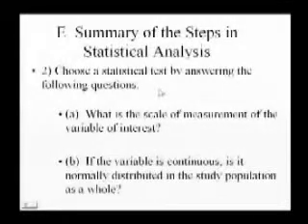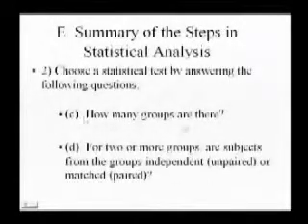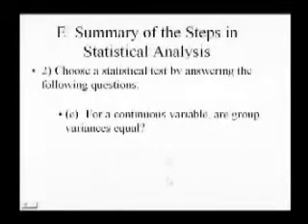We choose a statistical test by answering the following questions. Again, this should have been done before the experiment was proposed and initiated. What is the scale of measurement of the variable of interest? If the variable is continuous, is it normally distributed in the study population as a whole? How many groups are there? For 2 or more groups, are the subjects from the groups independent, unpaired, or matched, paired?